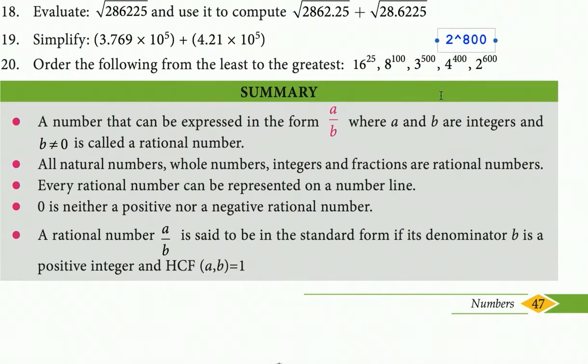2 power 800, 2 square. A power m whole power n is nothing but a power m into n. So 2 into 400 is 800. So this is 3 power 500. Okay. This is 2 cube, so 2 power 300. 2 power 300 only. Okay. This is 2 power 100.